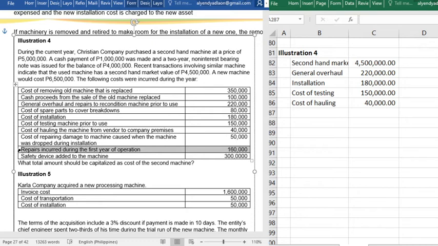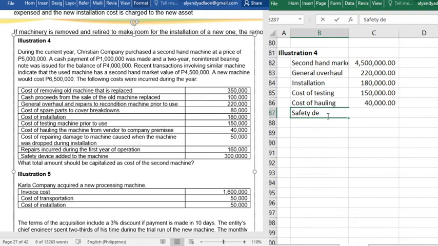So this means that it is not part of the initial cost of the machine already, because you're already using the machine, and the repairs will now become part of the expense. And lastly, we have safety device added to the machine. So of course, this is part of the machine that is used for it to work effectively, for it to be safe from any, let's say, water droplets, from any dusts or something. Okay, so this is a safety device that is added to the machine, and it is necessary for the machine.